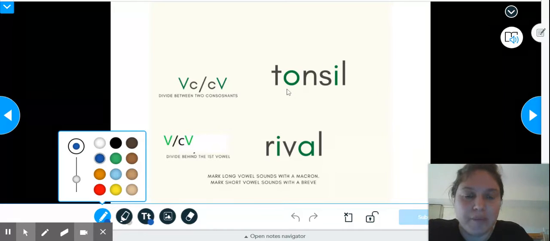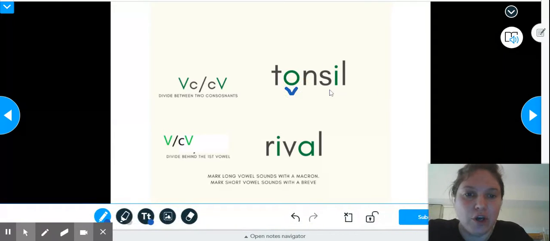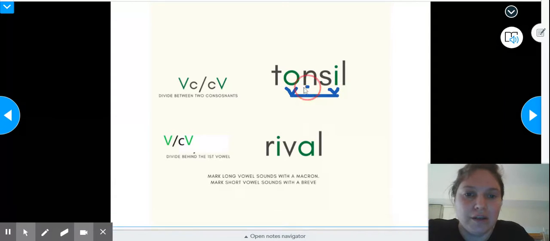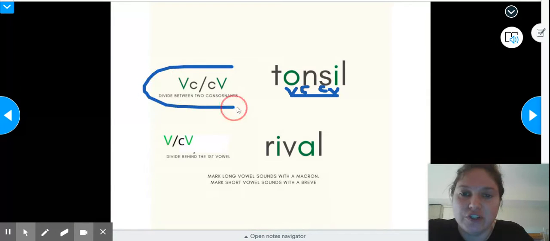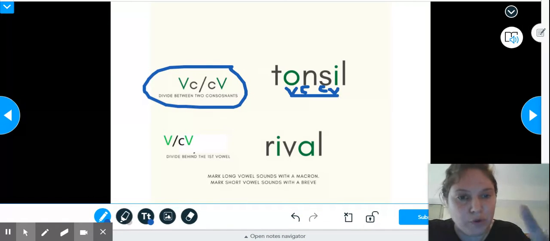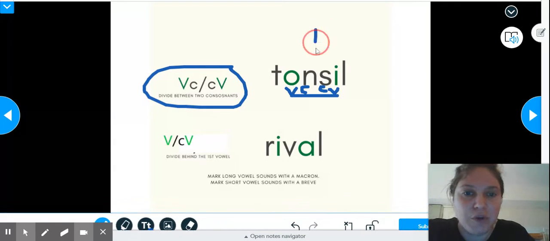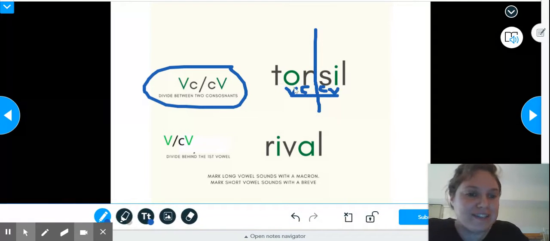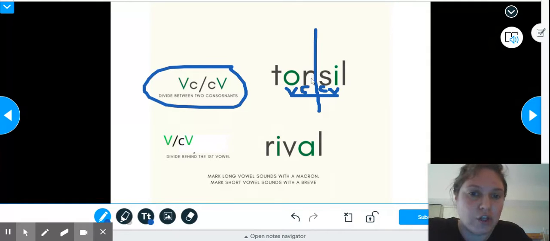First word, mark your vowels, O and I, draw a bridge between, mark your two consonants, and according to this first syllable division pattern, I have two vowels, so I know I have two syllables. I'm going to divide between these two consonants. And now I need to decide, how do I pronounce each of these syllables? Well, we know that this first one is a closed syllable because the N is closing in the O, forcing the O to make it short vowel sound.